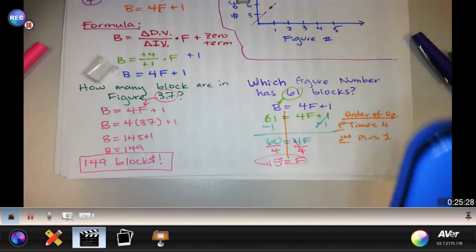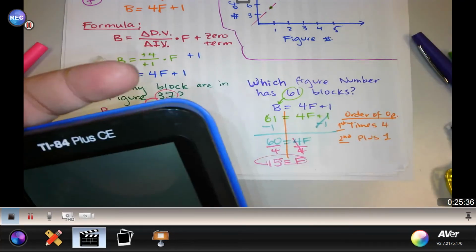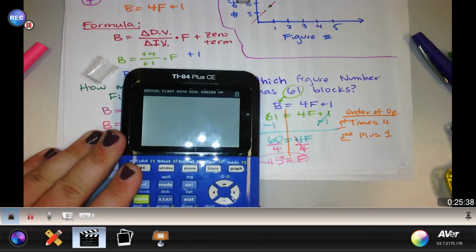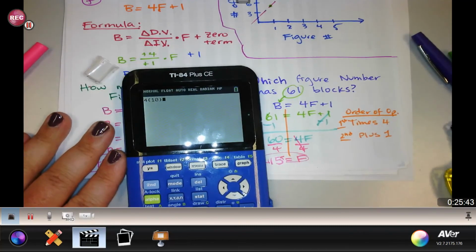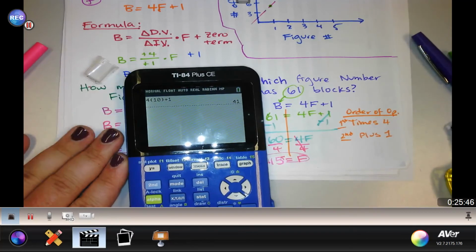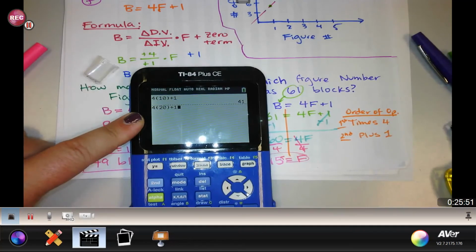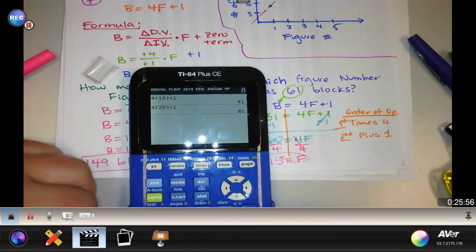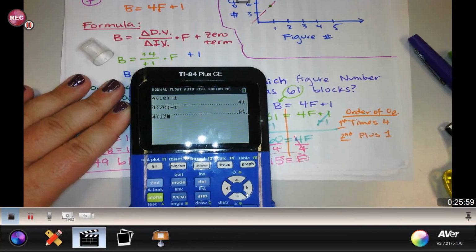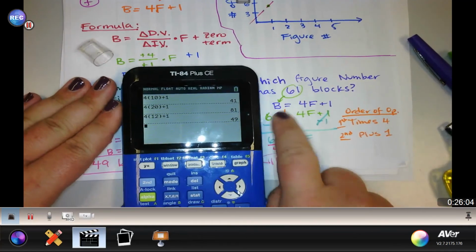Literally, you can just take your calculator, and again, you should download that calculator on your Chromebook like I told you to, and all you do is go, oh, I'm going to guess figure 10, and you do 4 times 10 plus 1. 41, not high enough, let's go higher. 4 times 20, figure 20 plus 1. Nope, that's too high. Let's try 12. And you just get closer and closer until you get it, and that's fine. See, too low again, because I need to get 61 blocks.